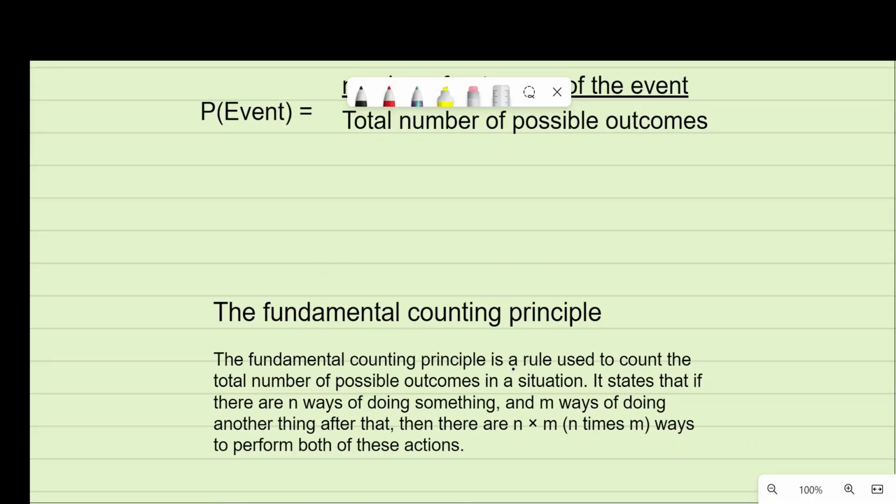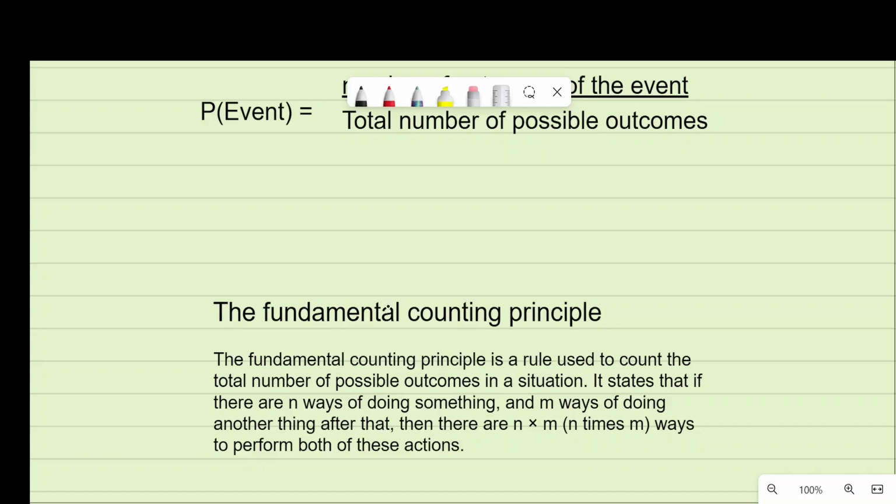That's when the fundamental counting principle is in use. That is what we are learning here now, how to use the fundamental counting principle to find the total number of outcomes. The fundamental counting principle is a rule used to count the total number of possible outcomes in a situation. It states that if there are n ways of doing something and m ways of doing another thing after that, then there are n times m ways to perform both these actions.